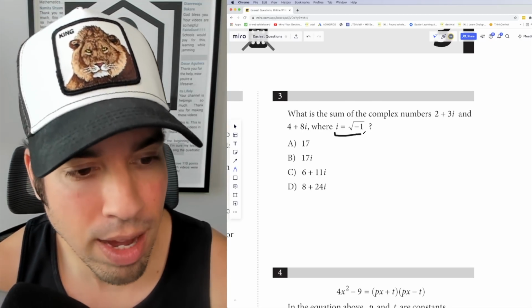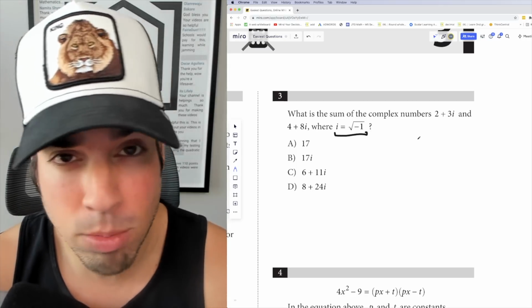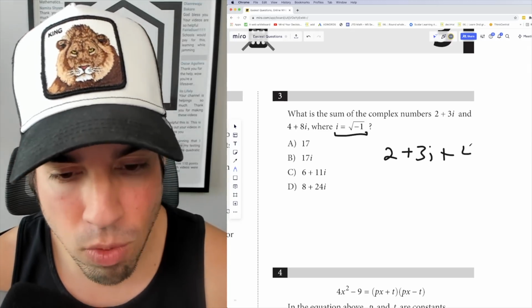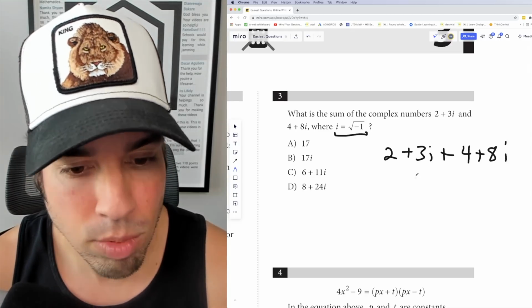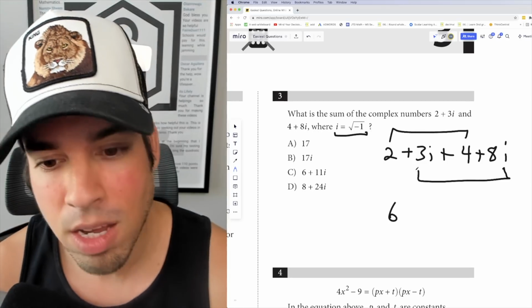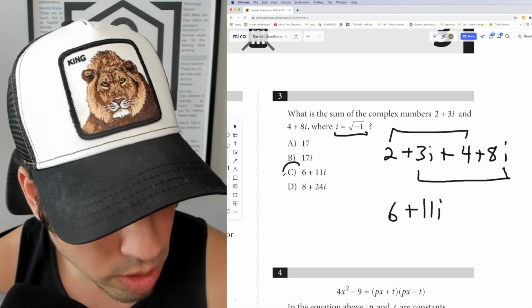Now, we don't really have to worry about this too much. What I say in these types of problems is you just treat i like it's a variable, like x. So 2 plus 3i plus 4 plus 8i, and we've got like terms there and like terms here. 2 plus 4 is 6. 3i plus 8i is 11i. C is the winner. Done.